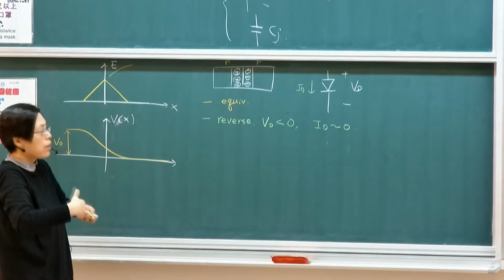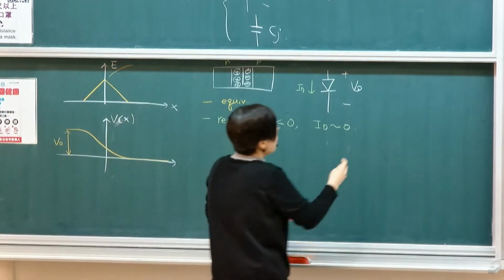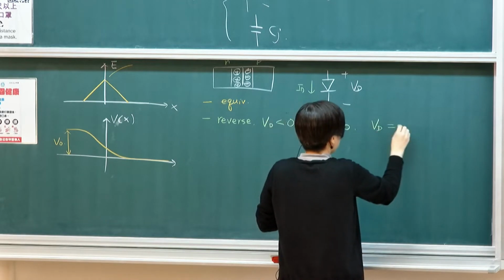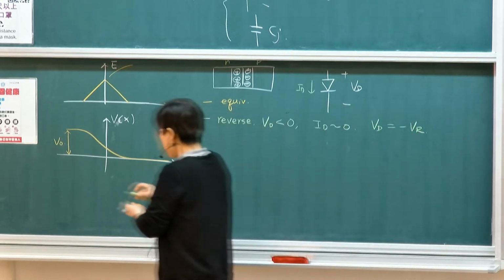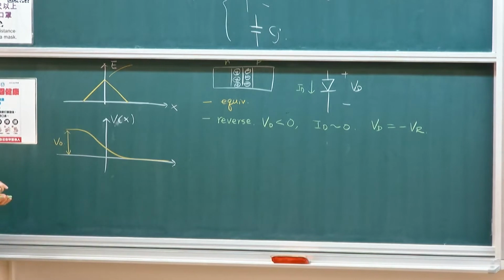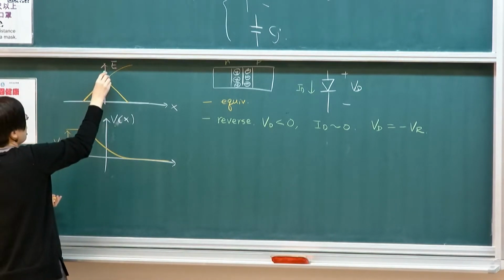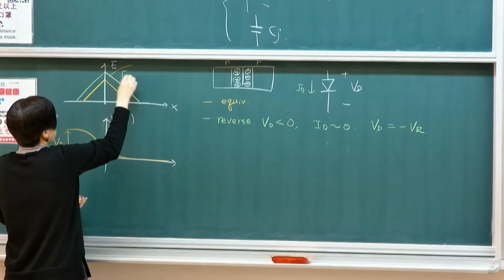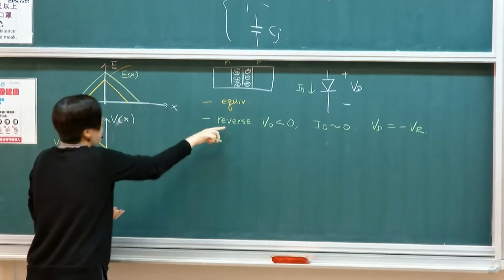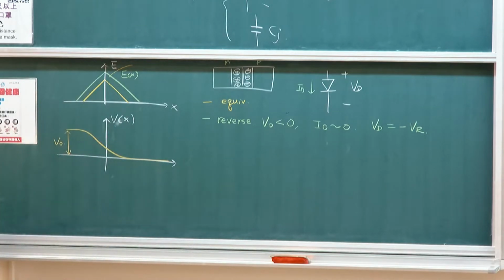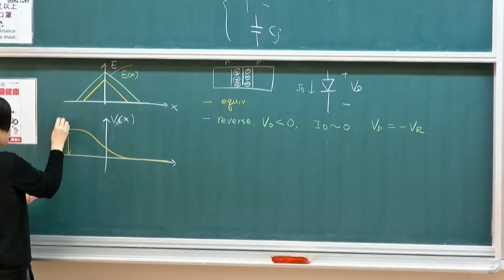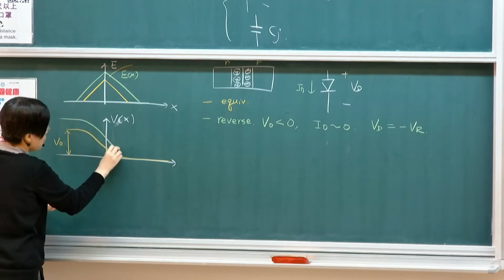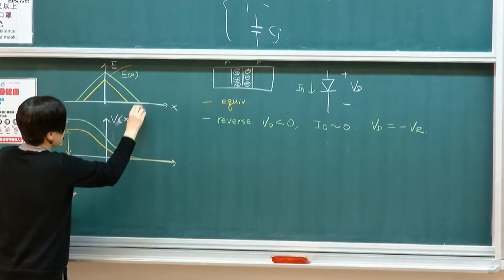What happens is that you raise your potential. The potential will be VD equals minus VR. There are two ways of expressing this. You would see a heightening of potential. This is Ex under reverse bias, and then you will heighten your barrier. So your barrier profile will look something like this. The consequence is that you extend your barrier.